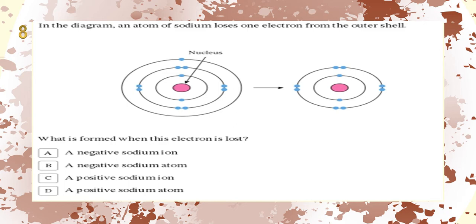Sodium becomes what? It becomes an ion, and we call it a positive ion. So a positive sodium ion will be formed, so the right answer will be number C, a positive sodium ion. Okay, this is the first part of our choices, the ionic compound or ionic bond, so we will continue with the covalent compound. Let's go to question number 9.